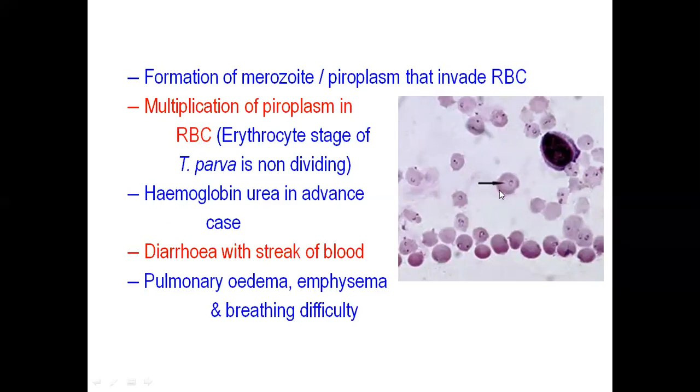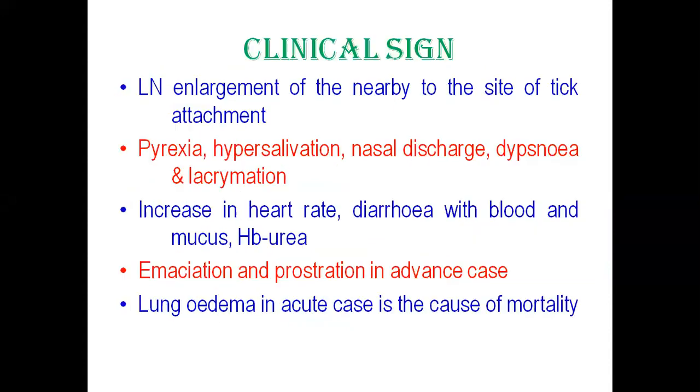Due to division of the RBC stage of Theileria annulata, there will be hemoglobinuria because there will be destruction of the RBC and hemoglobin will be released. Subsequently there will be diarrhea, and ultimately there will be pulmonary edema due to anemic conditions, and this is the cause of death in case of theileriosis. There will be pulmonary edema, emphysema, and breathing difficulty.